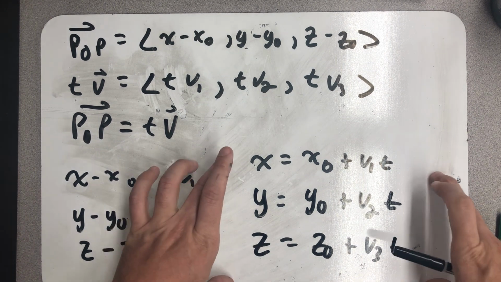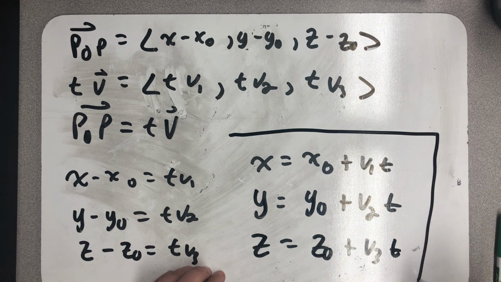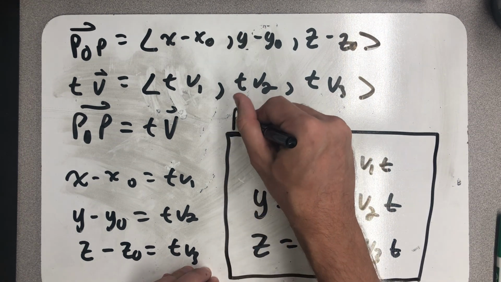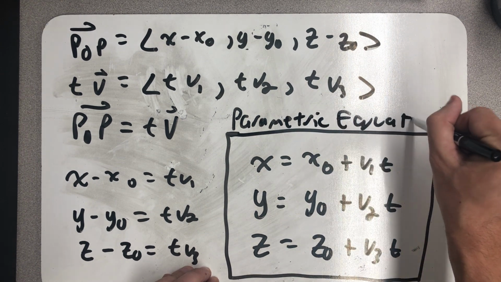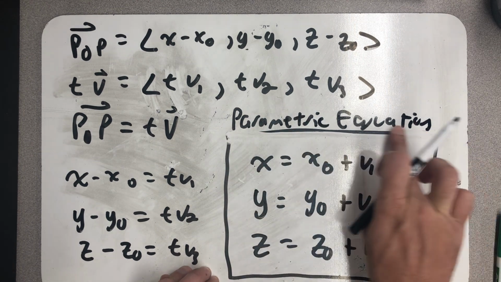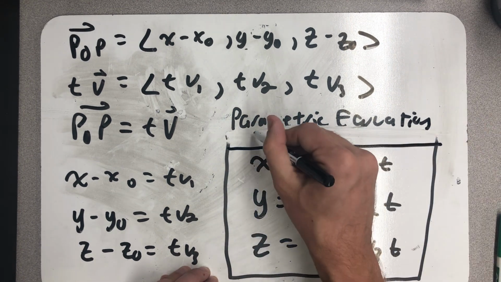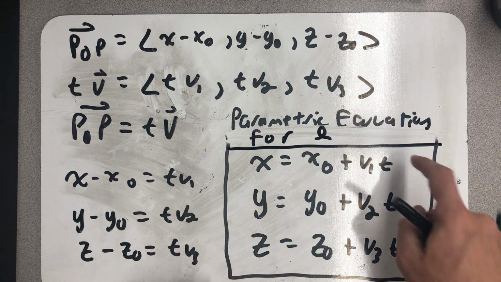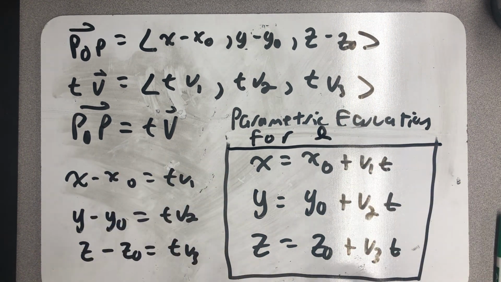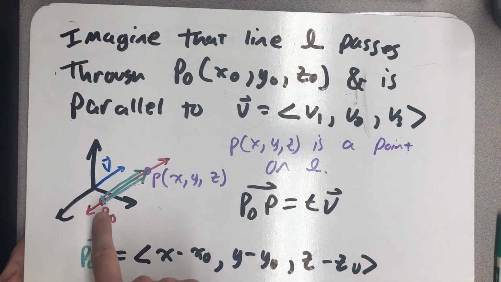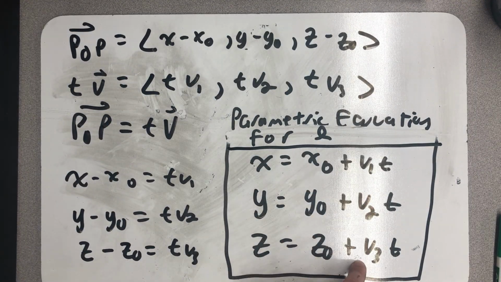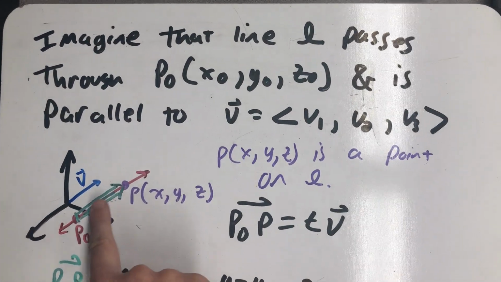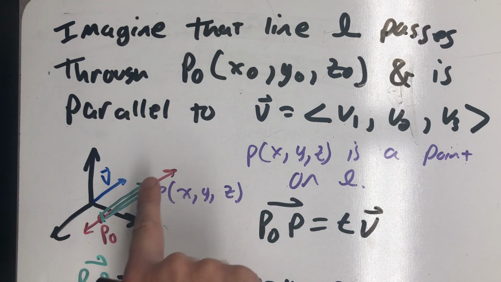And these are what we call parametric equations for that line L. You put in a value of t, and you get an ordered pair on that line. The idea being, if we start at x naught, y naught, z naught, and we add some multiple of v1, v2, v3 to them respectively, we simply get a point that's sliding up or down the line.